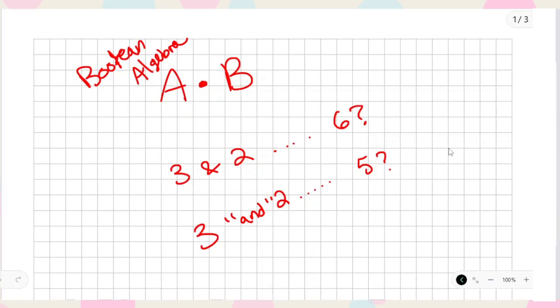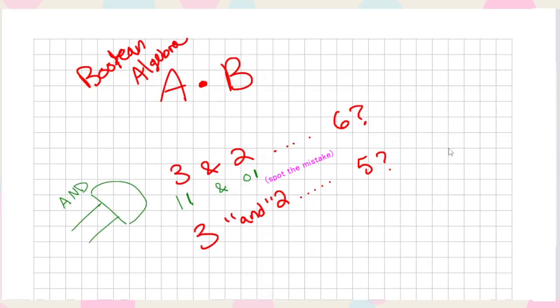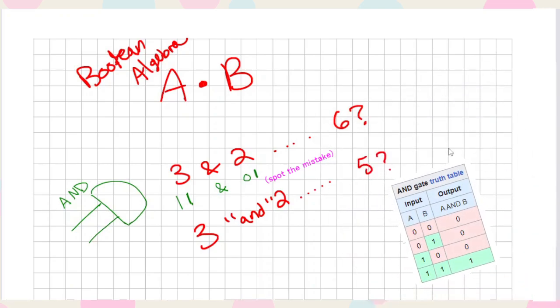So if you imagine you have 3 in binary, 1 1, and 2, 1 0, and the AND gate looks like this, right? And you probably know the truth table for an AND gate. Also, I realize I'm writing crookedly, despite the fact that I have graph paper in the background. I will correct that in the future. I'm sorry.